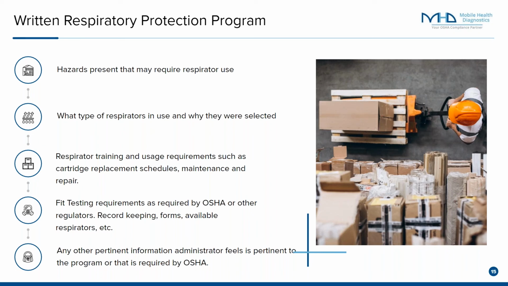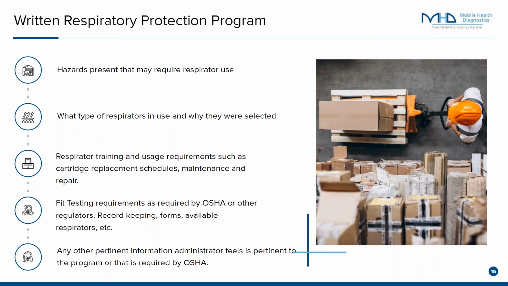You should also refer not only to your state Department of Labor, state OSHA, MSHA, or OSHA federal regulations to determine that you're covering everything in your written respiratory protection program. It should also cover what types of respirators are in use at the facility or in the company, and why they were selected. It should provide respirator training, schedule, and usage requirements, such as cartridge replacement schedules, maintenance, and repair.